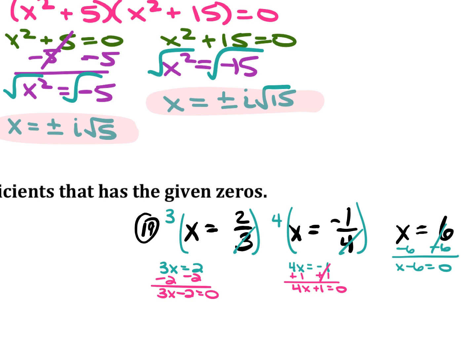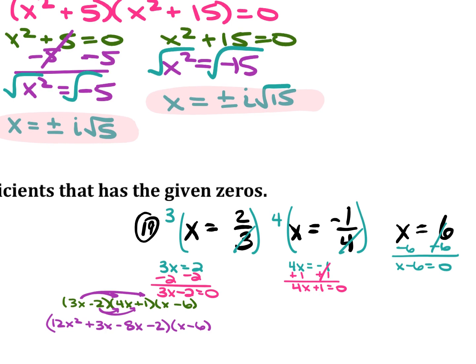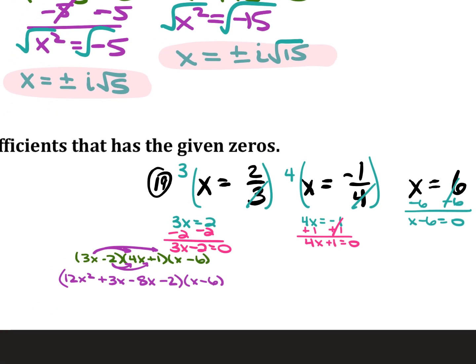So we are going to multiply 3x minus 2 times 4x plus 1 times x minus 6. The 3x times 4x is 12x squared. 3x times 1 is 3x. Negative 2 times 4x is negative 8x. And negative 2 times 1 is negative 2. This, again, is still being multiplied by that x minus 6, so don't forget about that. Combine your like terms. You're going to have x minus 6 times 12x squared minus 5x minus 2.